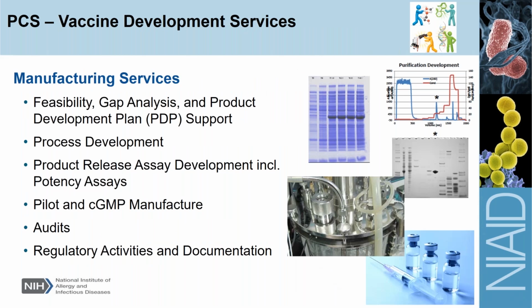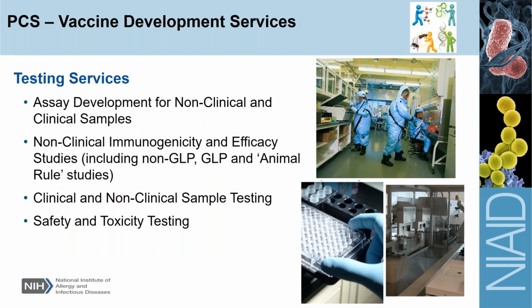In the area of vaccine development, we have two large contracts. One is focused on manufacturing services, and that can do anything from early feasibility testing to larger scale manufacturing and product release assays, and can also include the regulatory documentation needed for those larger scale manufacturing. And the other vaccine contract is focused more on testing, and that includes assay development for in vitro assessment of products, as well as animal model work that's needed, including for those pathogens requiring animal rule pathway work, including the biodefense focused, as well as emerging infectious disease outbreak type pathogens.